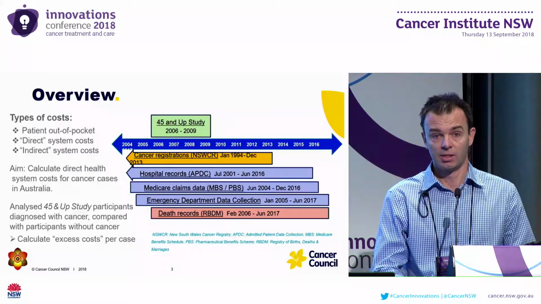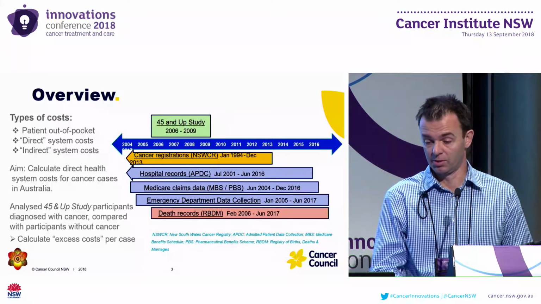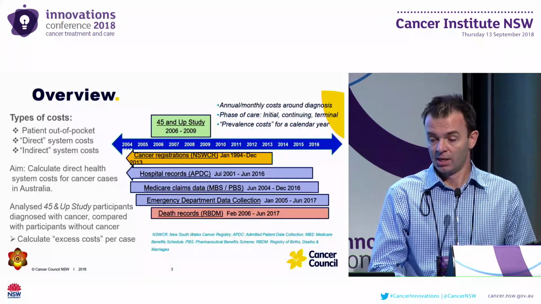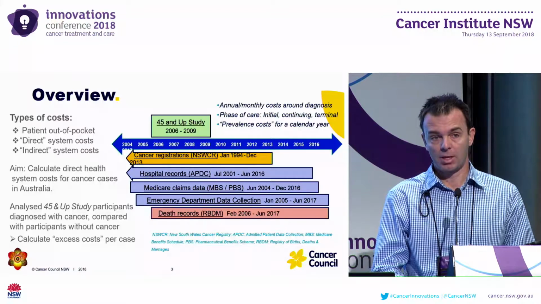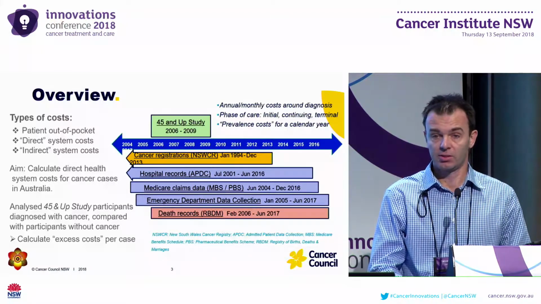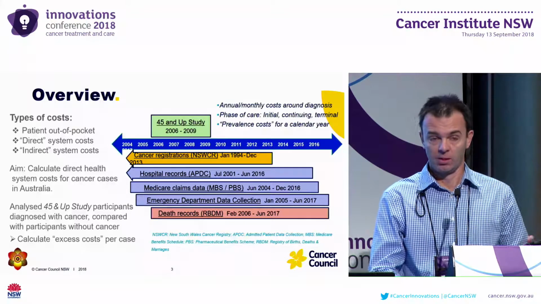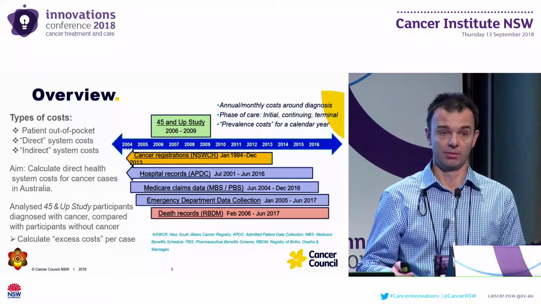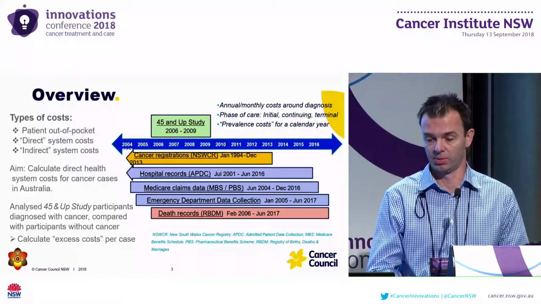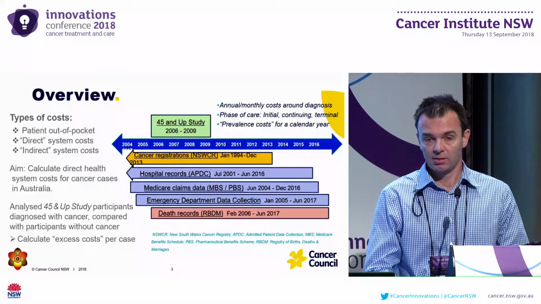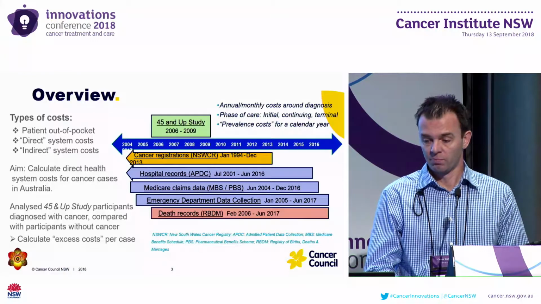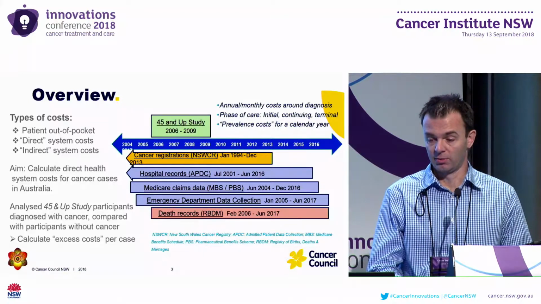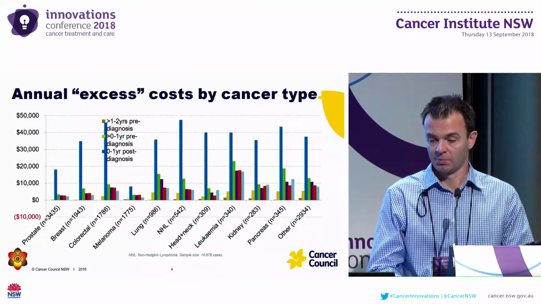And we also looked at the survival outcomes using death records from the New South Wales Registry of Births, Deaths and Marriages. And the types of costs that we looked at included annual and monthly costs around the time of diagnosis, so how much the costs were in the month before diagnosis or the first year after diagnosis or the third year after diagnosis, whatever it might be. We also looked at phase of care, so the initial treatment phase, the continuing care phase and the terminal care phase, as well as prevalence costs, which I'll explain when we get to that.